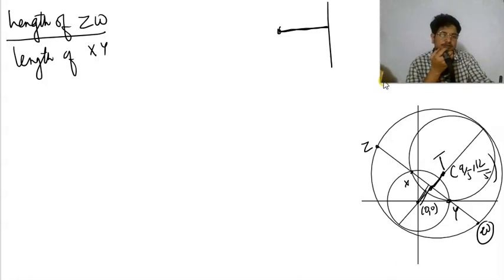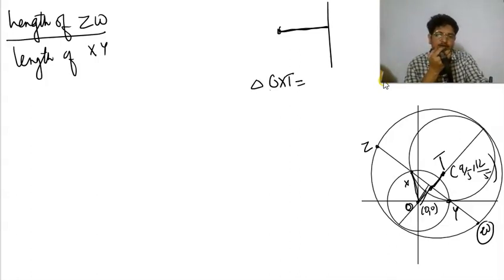Why am I doing this? If I find this one, we already know this line, this radius. So let's make the triangle oxt. In triangle oxt we know the value of ox. Now let's take this point as m, so triangle oxm.